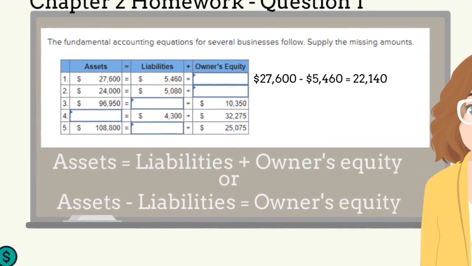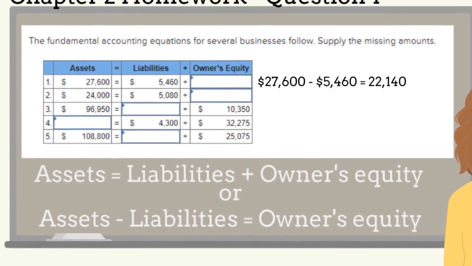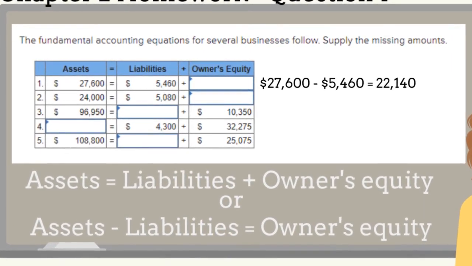Let's look at the first line, $27,600 minus $5,460 equals $22,140.